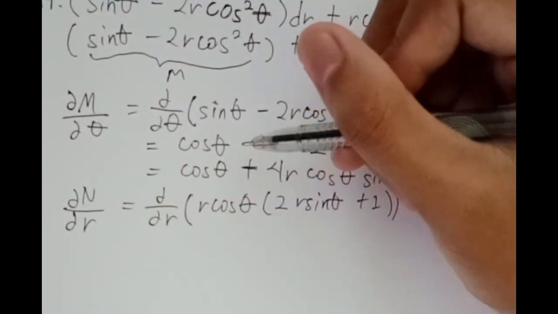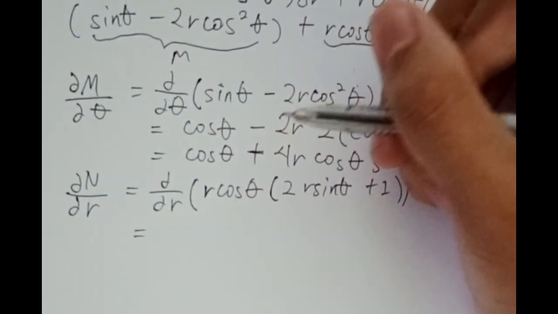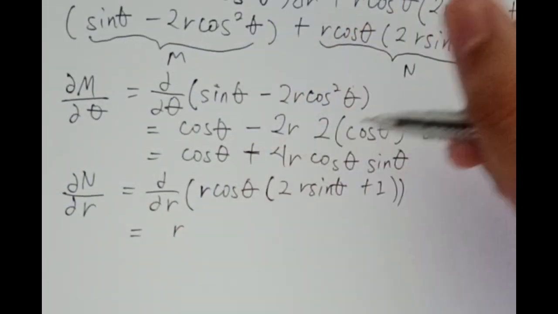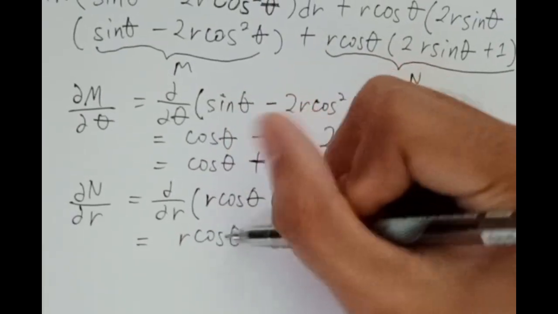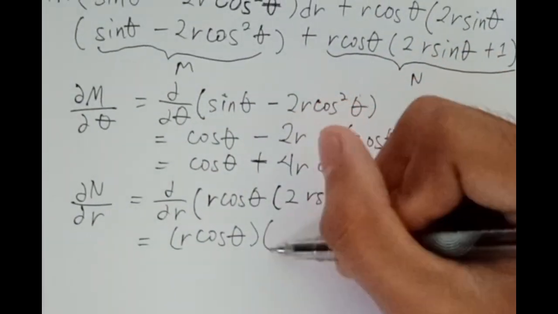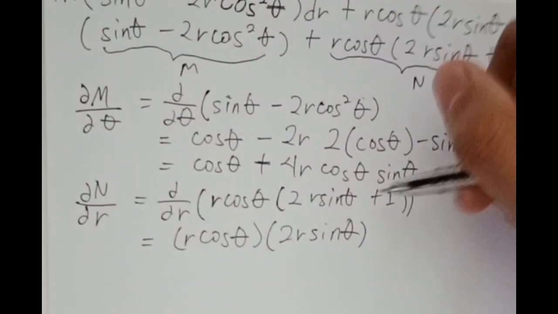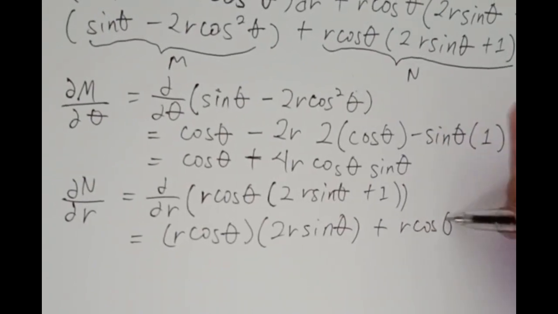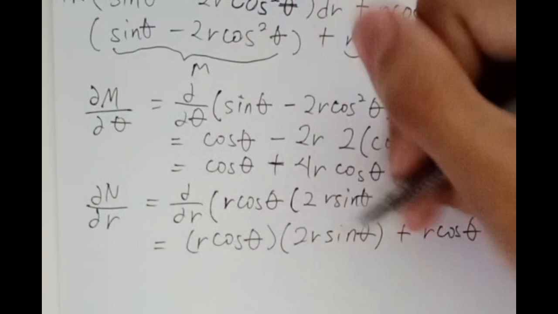So first we will evaluate this. To get the product rule, we will just leave r cosine theta multiplied to 2r sine theta in quantity. So that will be r cosine theta times 2r sine theta times r cosine theta to 1. That will be r cosine theta. So now we can use product rule here in these two terms.